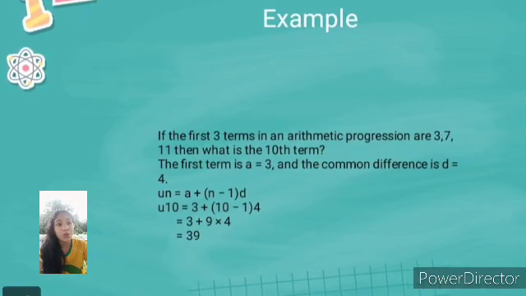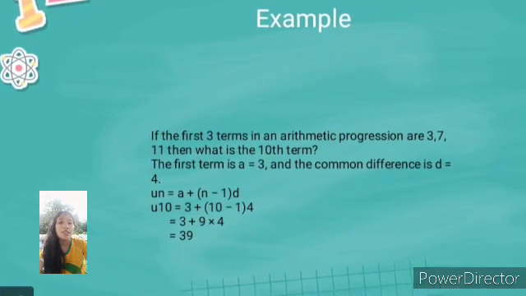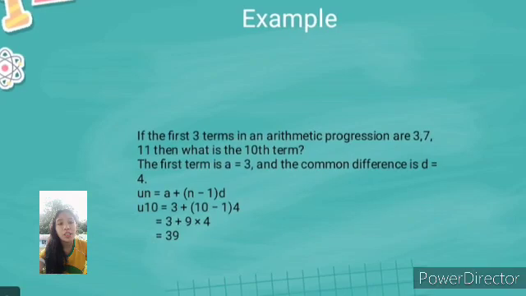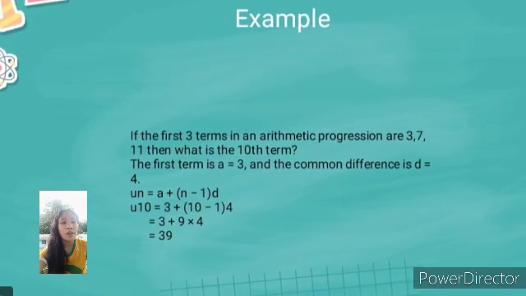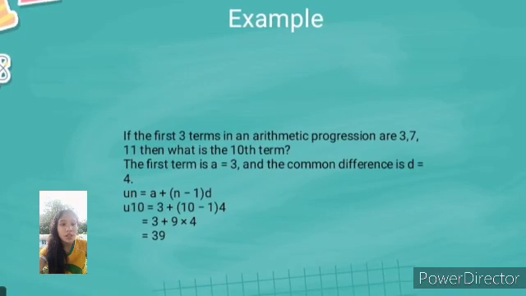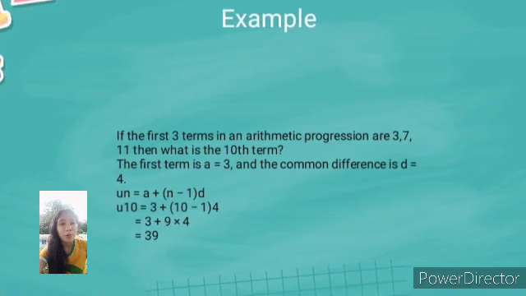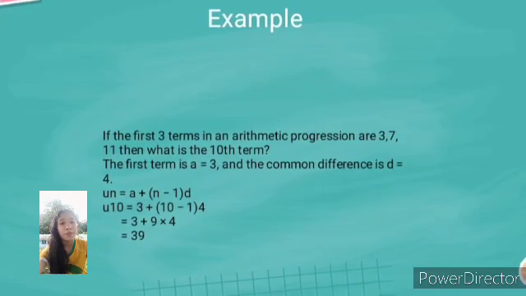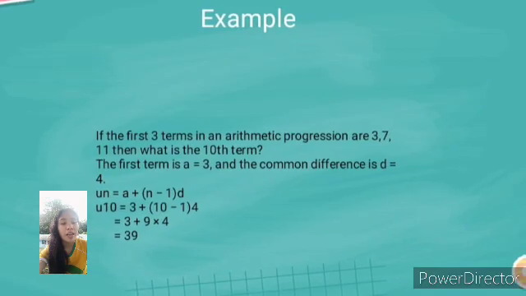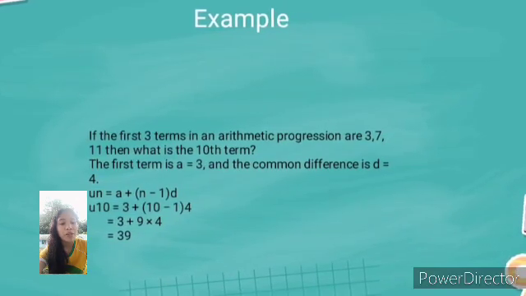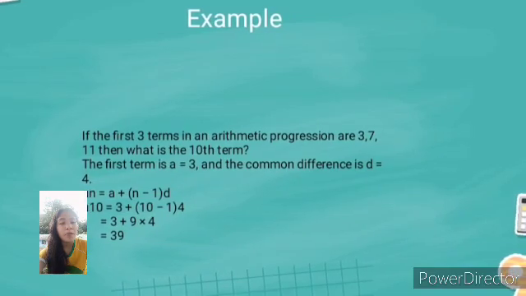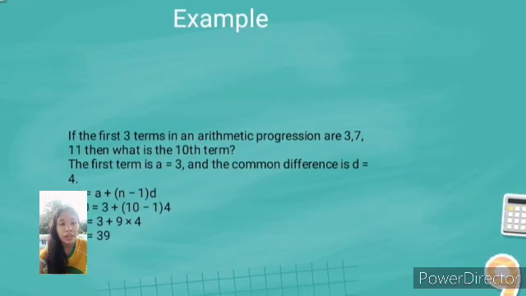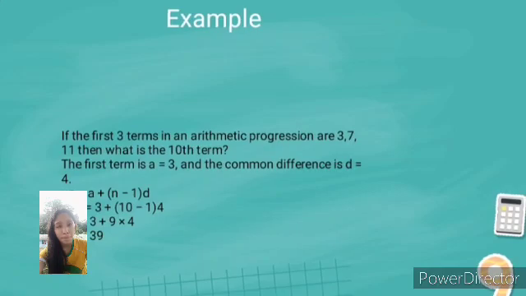Example: if the first 3 terms in an arithmetic progression are 3, 7, and 11, then what is the 10th term? In solving that problem, the first term is a equals 3 and the common difference is 4. You need to identify the first term and the common difference by subtracting. So the common difference is 4. U subscript n equals a plus n minus 1 times d. So U subscript 10 equals 3 plus 10 minus 1 times 4, which is 3 plus 9 times 4, equal to 39. Note that you must use PEMDAS in solving.